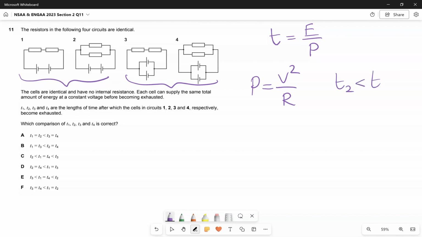smaller than T1. And then we can also look at how 3 and 4 compare, because it's almost identical except the cells are just arranged slightly differently. So we can see from this that T4 will be less than T3 for the same reasons, because T4 will have a smaller resistance, so larger power, so smaller time to exhaustion. And then now we just need to compare whether any of those circuits will have identical times to exhaustion.